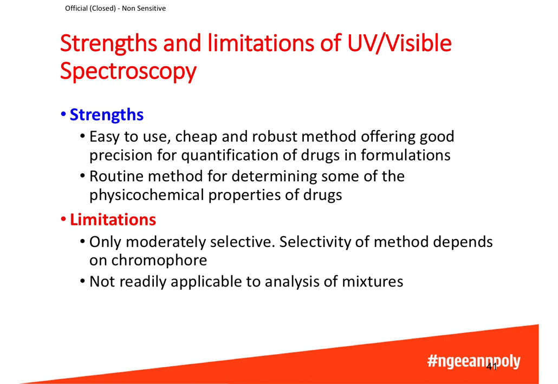However, the limitation of UV and visible spectrophotometry is that it is only moderately selective, and the selectivity of the method depends on the chromophore. So if peak absorption occurs at a wavelength where many other compounds also absorb at that particular wavelength, then the method will not be very selective. But if the compound is able to absorb at a wavelength where not many other compounds can absorb the light, then it will be a more selective method.